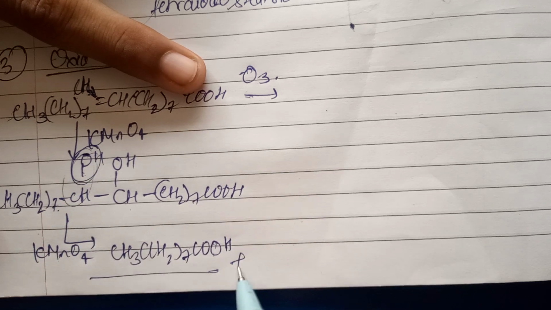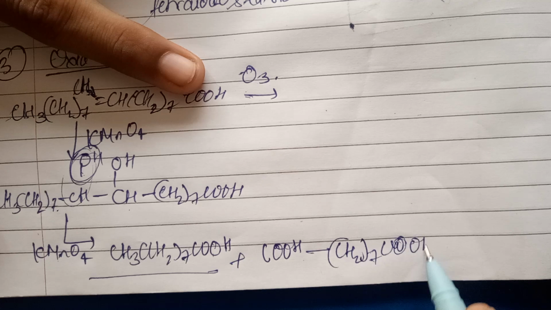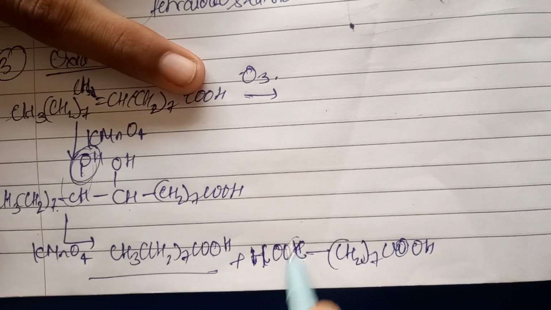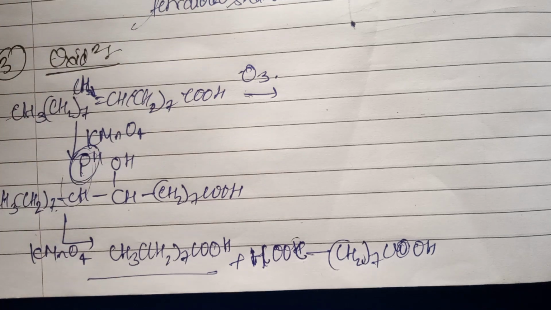We'll get smaller acids plus another COOH and CH2)7 COOH. We can also write that smaller acids will be obtained. It concludes that a long chain fatty acid, that is oleic acid, an unsaturated fatty acid, can be broken down into smaller acids based on the oxidation, that is, KMnO4 used.